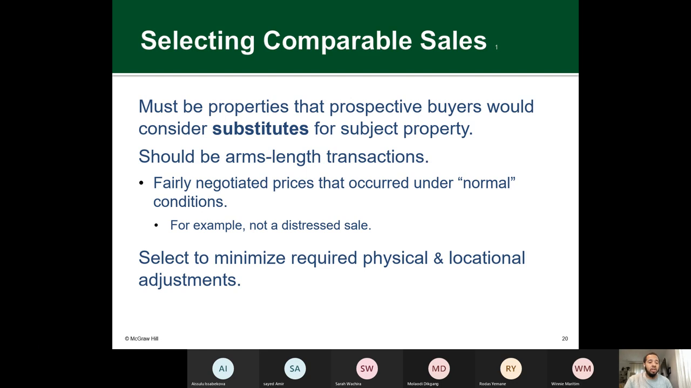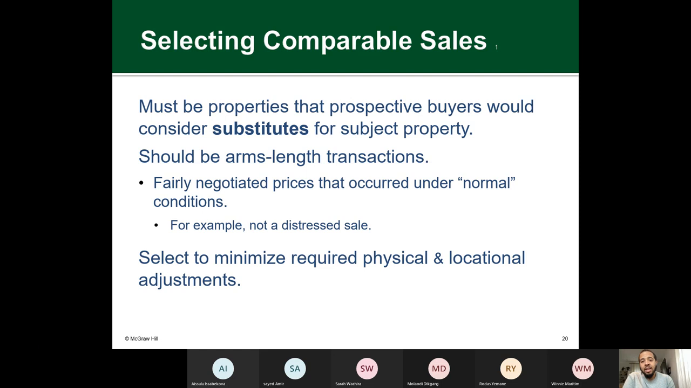It's like if I was going to the store to buy Sprite, but they were out of Sprite, what's the next closest thing that almost tastes like Sprite, looks like Sprite, and is about the same price as Sprite? Same thing for the properties. Right, they should not be far away. It should be a normal transaction, just direct, you know, buyer to seller. All those types of things.